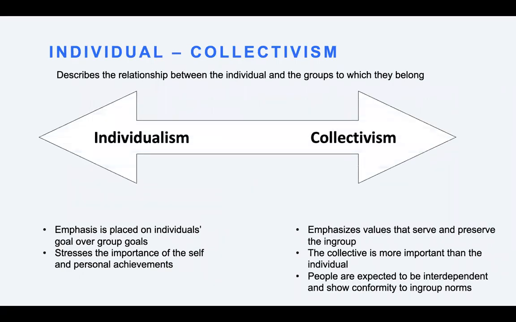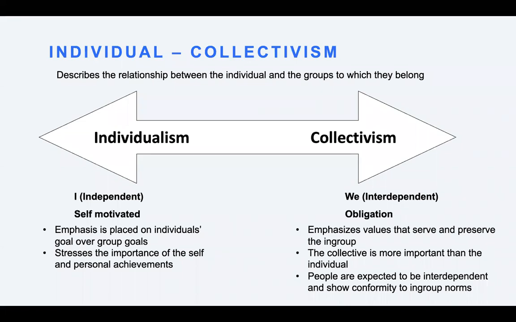The first dimension that Hofstede introduced was individualism collectivism. In individualistic cultures, emphasis is placed on individuals' goals, abilities, and aptitudes over those of the group. In contrast, collectivistic cultures emphasize values that serve and preserve the in-group by subordinating personal goals to this end. Group membership is more important than individuality. Responsibility is shared and accountability is collective. Essentially, in an individualistic culture, you are worried about I, and in a collectivistic culture, you are worried about we, worried about the group.